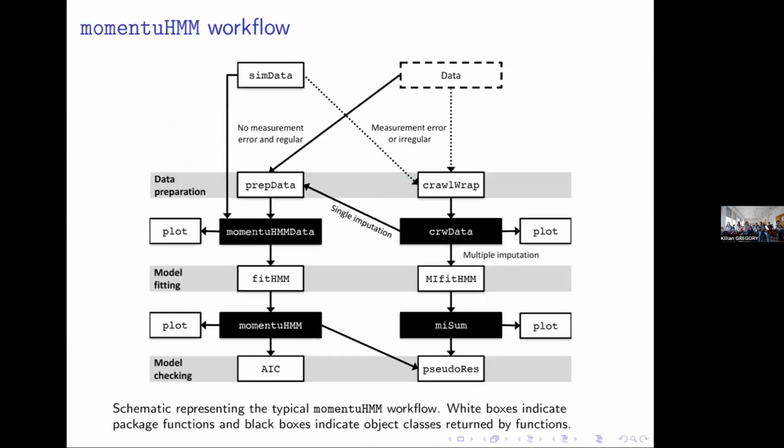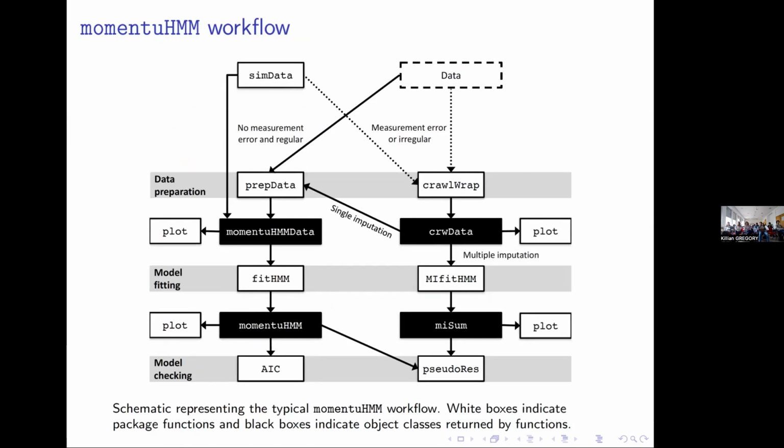And here's the workflow of the package. We start with some data. And then you can either have measurement error or not. If you don't have measurement error, you can then just go straight to the prep data function, which gets your data ready for analysis. And that produces a momentuHMM data object. And from there, you can then plot, or you can fit a model using fitHMM. And then from there, you now have a momentuHMM object, and you can do further post-analysis like plotting, AIC, or pseudo-residual plots, things like that.